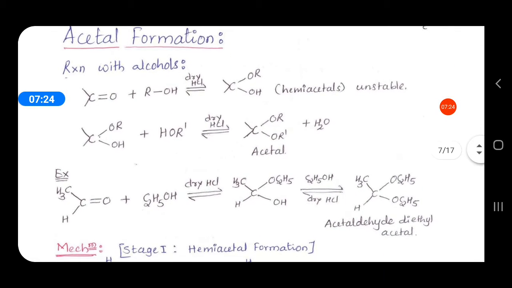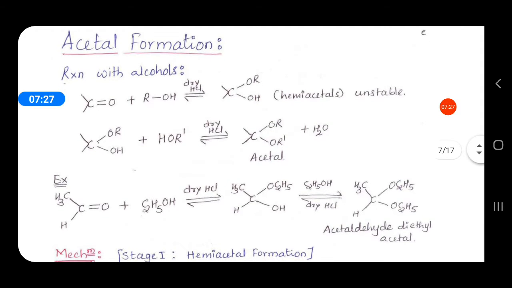Acetal formation. When the carbonyl group reacts with alcohols, acetal formation takes place. Acetal formation takes place in two steps. In the first step, hemiacetal formation takes place, and in the second step, acetal is formed. The carbonyl carbon, when treated with alcohols, reacts with two molecules of alcohol and gives acetal. The reaction takes place in the presence of dry HCl.